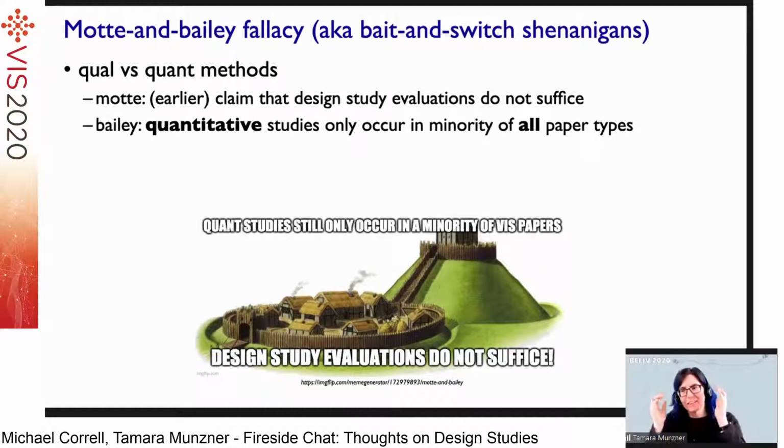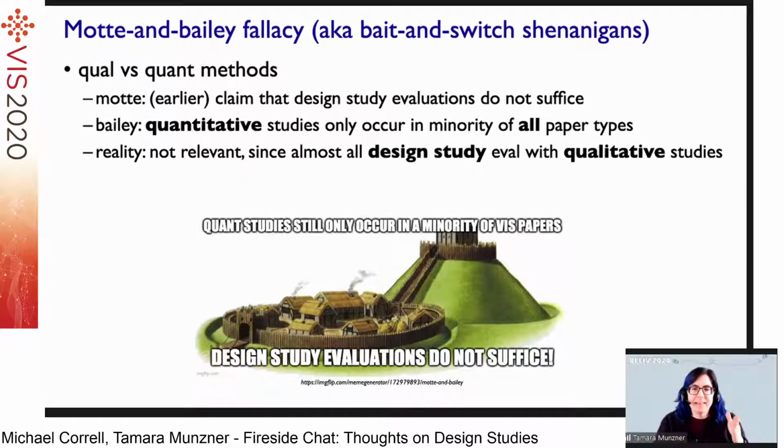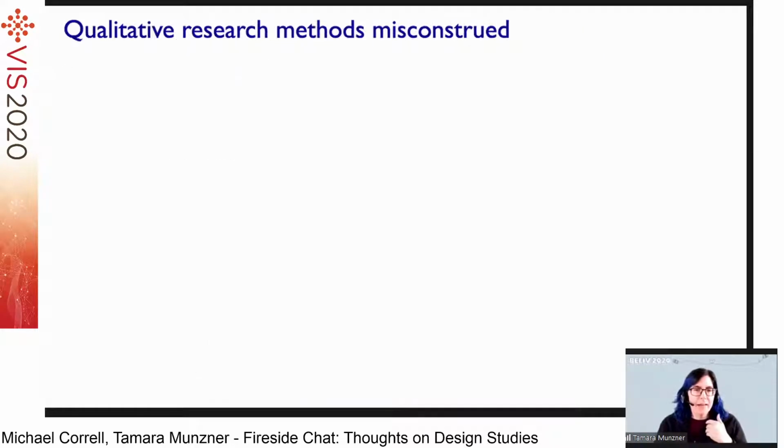It was a late night last night. Sorry, my Mott and my Bailey are switched. So the Bailey was the earlier design claim that design study evaluations do not suffice. And then the Mott is saying quantitative studies still occur in only a minority of VIS papers. But the thing is, design studies are almost all evaluated with qualitative methods. So how is that relevant to the question at hand? That's that kind of shifting rhetorical ground that makes for some great sweeping statements, but it's really hard to back up.